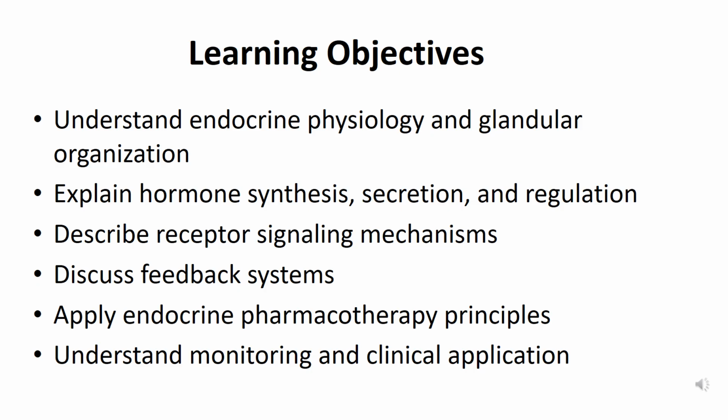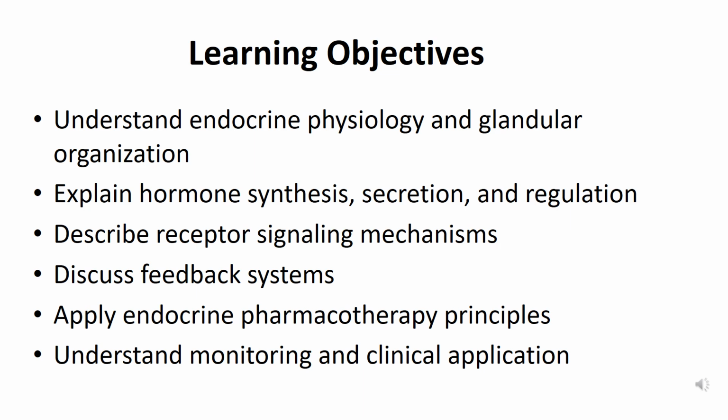Hormones work by attaching to special receptors on or inside cells. These receptors trigger signaling pathways that tell cells how to respond. Some signals act quickly, while others create long-term changes in gene expression and metabolism. Understanding receptor signaling helps explain how hormones influence nearly every organ system in the body.